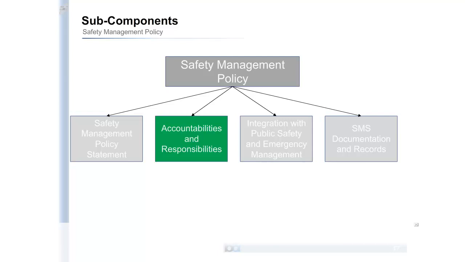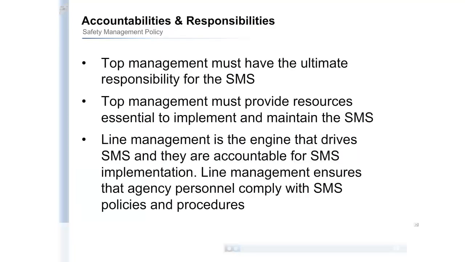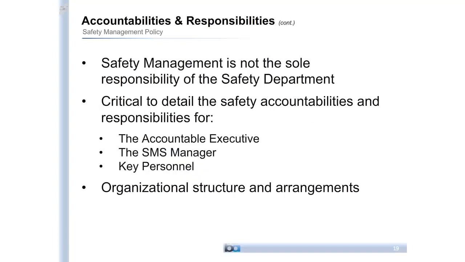Accountabilities and responsibilities. Top management must have the ultimate responsibility for the SMS. Top management must provide resources essential to implement and maintain the SMS. Line management is the engine that drives SMS and they are accountable for SMS implementation. Line management ensures that agency personnel comply with SMS policies and procedures. Safety management is not the sole responsibility of the safety department.